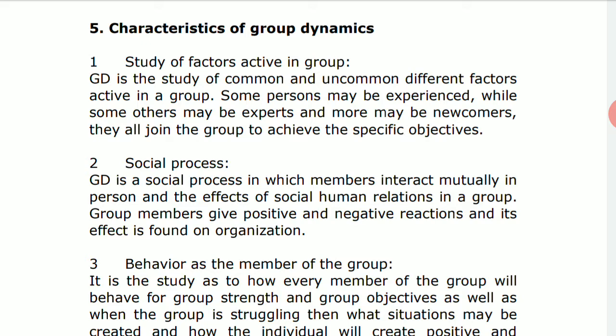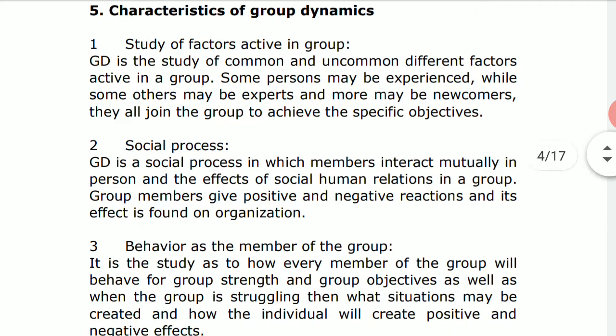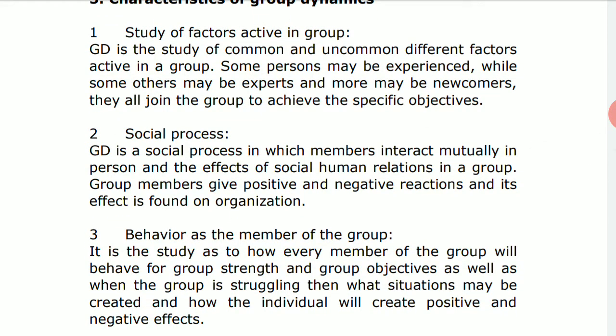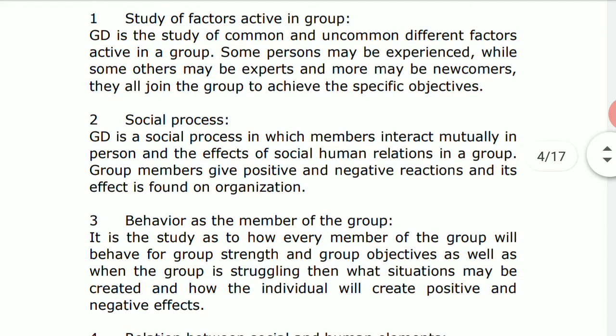that is, what are its characteristics, when group dynamics exists, how it can be recognized. So with the following characteristics we try to understand what are the special features of group dynamics. Number 1, study of factors active in the group. Many times there are many factors in a group, right, but which factor is active, how many factors are active, that is very important. So GD is the study of the common and uncommon different factors active in the group.